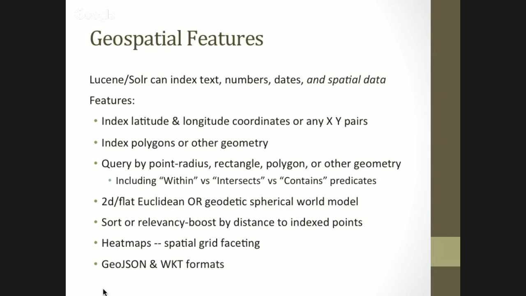Heat maps, which is basically spatial grid faceting. I have more information on that. And it's flexible on the formats, GeoJSON and WKT. GeoJSON's new in Solr 6.1, which is not yet released, but it'll be out in like a month. And that's already committed, so it's on the slide.